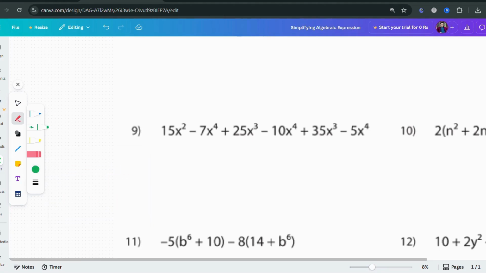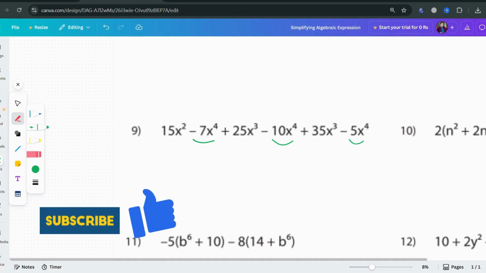For this one, as you can see, this number is a like term, this number is a like term, and that one, these three numbers, they are like terms, right? So I'll get minus 17 if I combine minus 7 and minus 10, and if I combine minus 5 with it, that's going to give you minus 22. So minus 22 x to the power of 4.